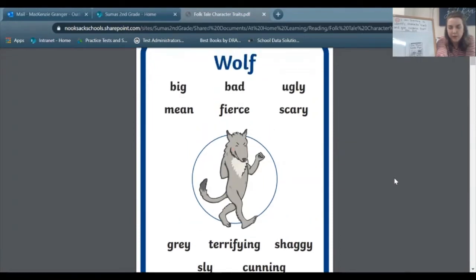So if you are going to describe the wolf on your graphic organizer, the green piece of paper, go ahead and take a look at this list and see if any of those words were the same words that you were thinking to describe the wolf.